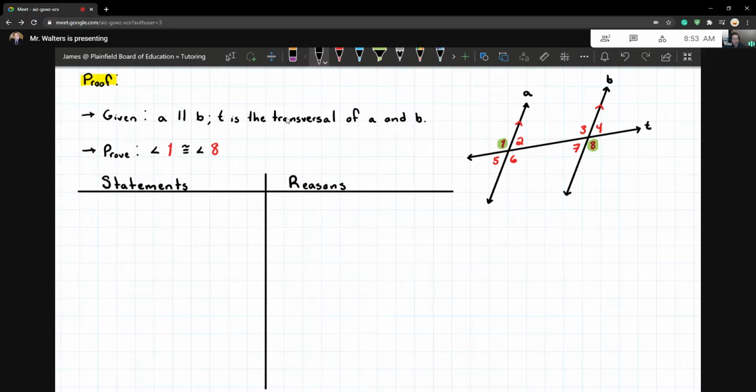So right off the bat, using VAT, I can see that 1 and 6 are congruent, so that might be helpful. And I can also see that 3 and 8 are congruent, so these are also helpful in that respect.